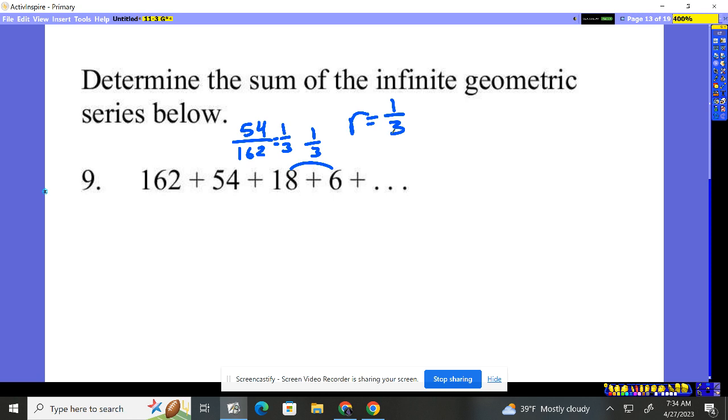And you can see this is going to get smaller. The next number is 2. And then it just gets smaller than 2/3. It's just smaller, smaller, smaller, to where you're almost adding nothing. So yeah, we can add all this up.